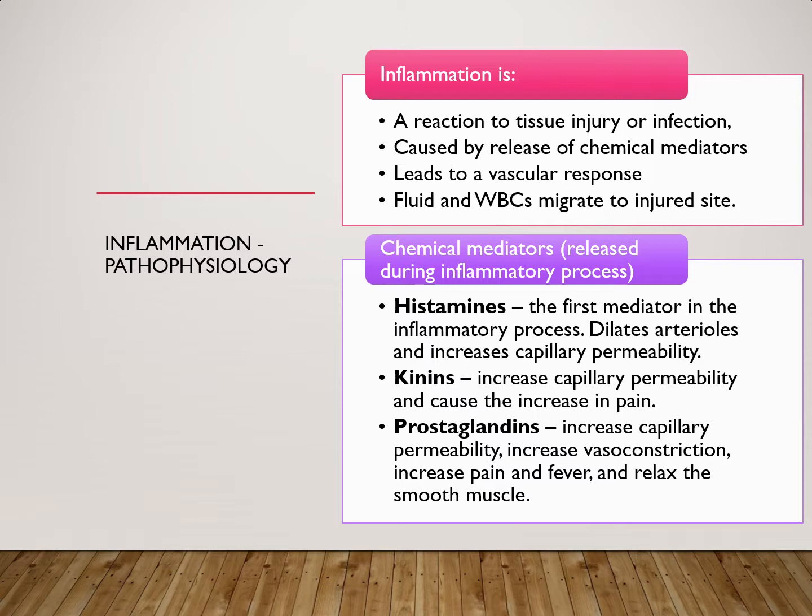Chemical mediators that are released during the inflammatory process: histamines, kinins, and prostaglandins. Histamines are the first mediator in the inflammatory process. They dilate the arterioles and increase the capillary permeability. The kinins increase capillary permeability and cause the increase in the pain. Prostaglandins increase capillary permeability, increase vasoconstriction, also increase the pain with the fever, and relax the smooth muscle.